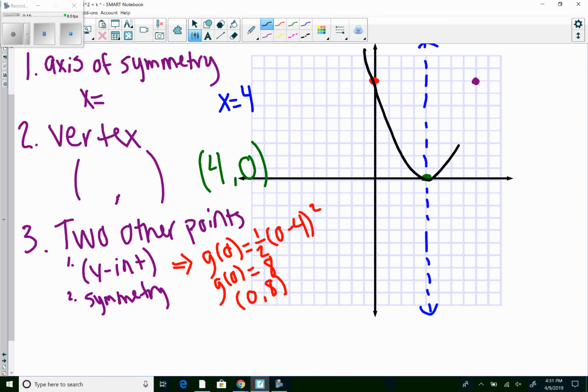And then here's our graph. Remember, always do the arrows because that signifies that the graph is continuing on. You guys, that's all there is to it. There's really not that much more to it. Okay?